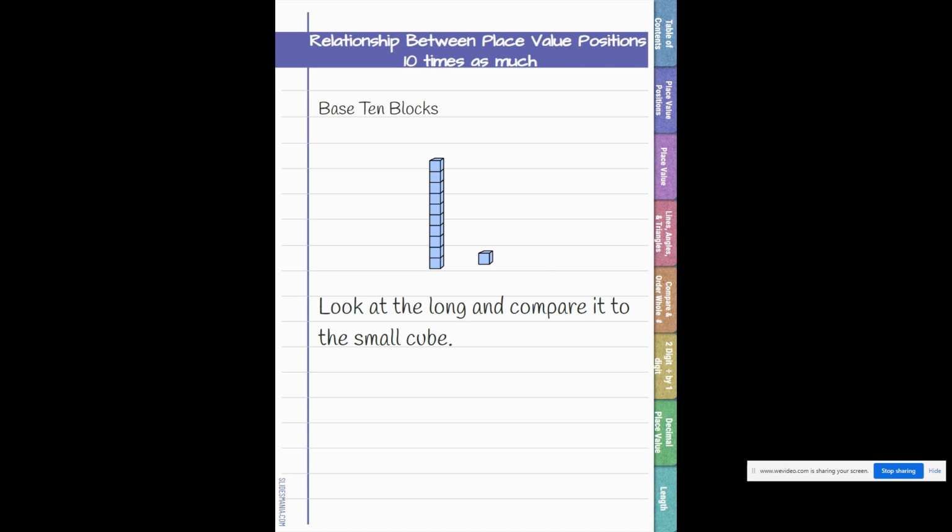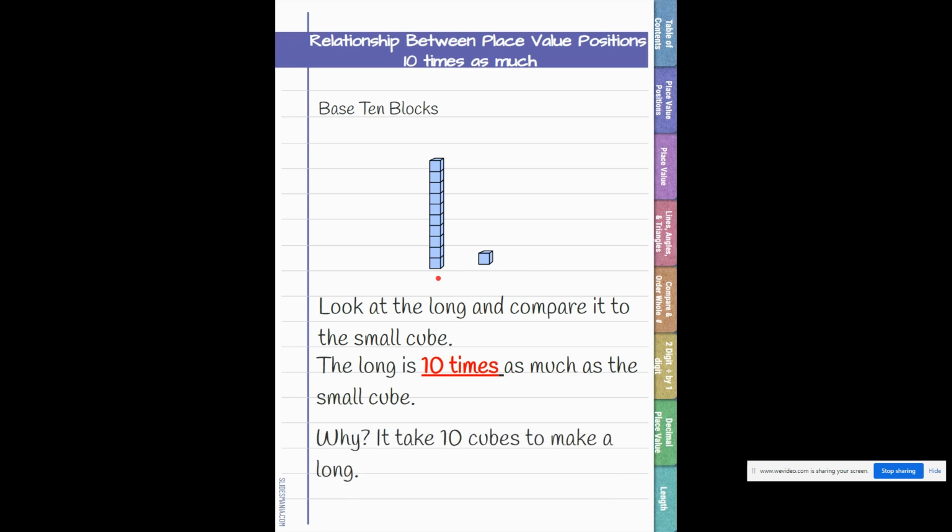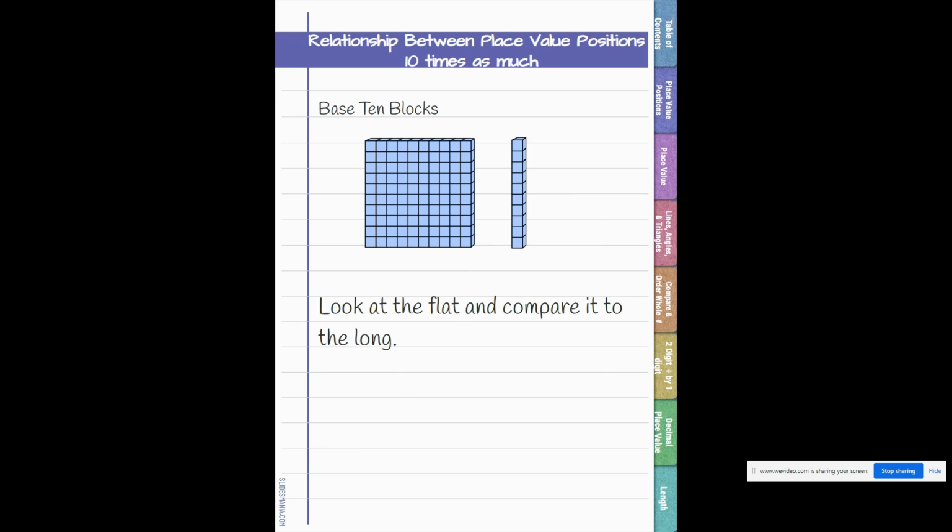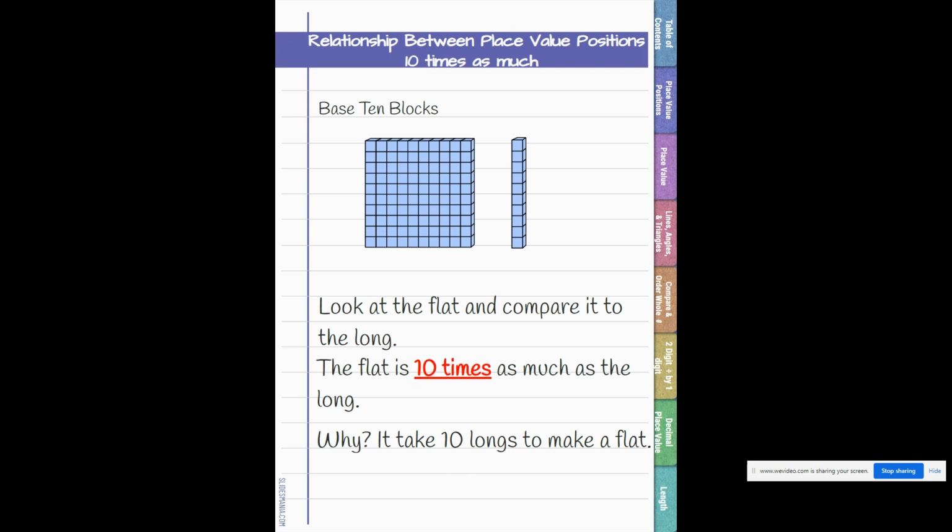Look at the long and compare it to the small cube. The long is 10 times as much as the small cube. Why? Because it takes 10 cubes to make a long. Let's compare the flat to a long. The flat is 10 times as much as the long. Why? Because it takes 10 longs to make a flat.